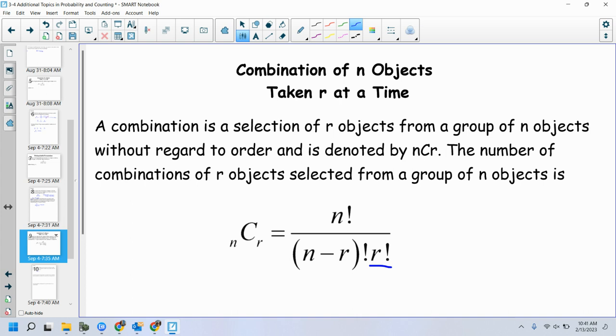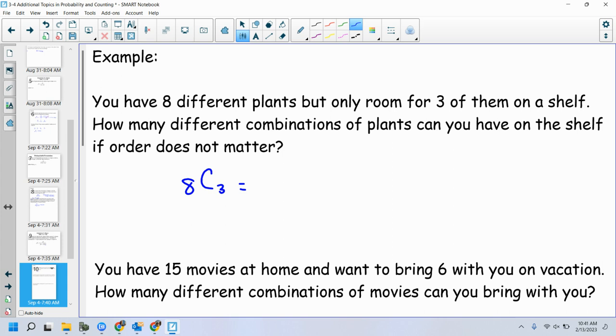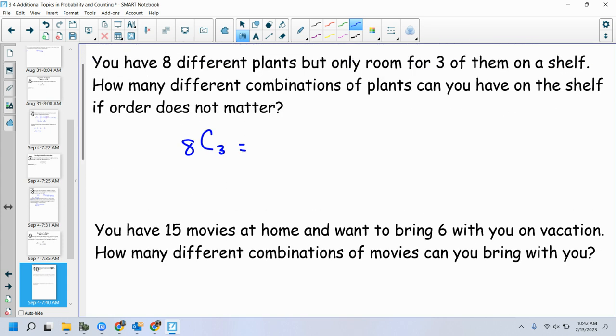That guy right there, right? So basically what I have here is 8 factorial divided by 5 factorial times 3 factorial. Or in other words, 8 times 7 times 6 divided by 3 factorial. So I have my permutation divided by basically my repeats that I could possibly have, right? I want to cut down on my repeats. So I'm taking that permutation and I'm dividing away 3 factorial.